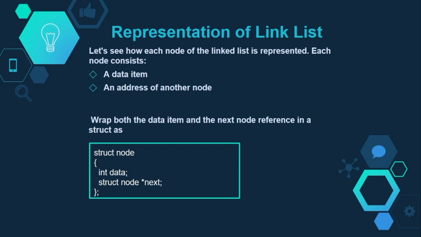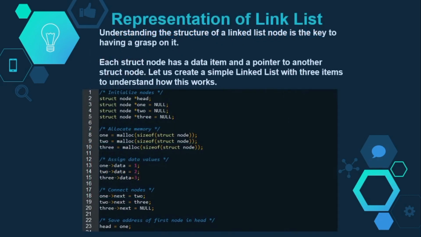Representation of linked lists. Let's see how each node of the linked list is represented. Each node consists of a data item and an address of another node. Wrap both the data item and the next node reference in a struct, like this: struct node, int data, then struct node pointer next. So each struct node has a data item and a pointer to another struct node. Let us create a simple linked list with three items to understand how this works.